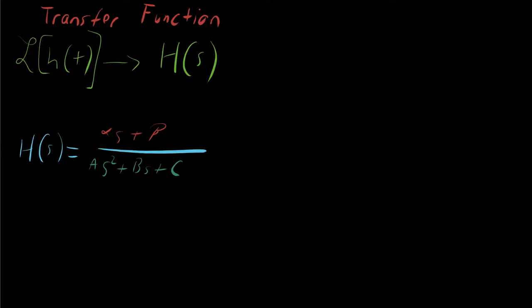So let's take a moment to think about this. There are actually terms for these. The numbers up here are called the zeros. When you set this equal to zero, you get the zeros of the transfer function, which are when the numerator is equal to zero. And similarly, if we set this equal to zero, we get our poles. The zeros and the poles both tell us very important characteristics of our system.